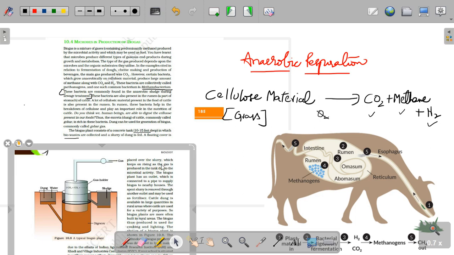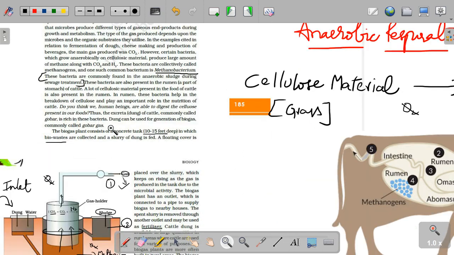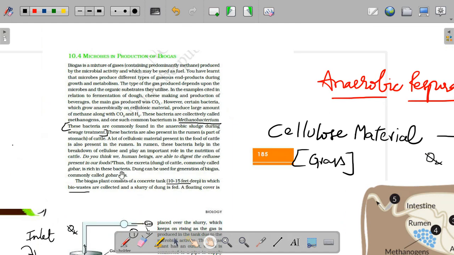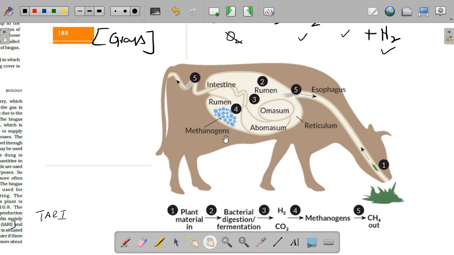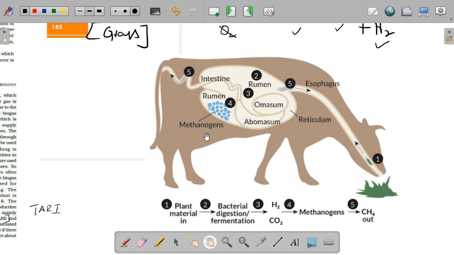Good morning, dear students. In this topic, we're going to learn how microbes are helpful for the production of biogas. This is topic 10.1, 10.4. We have already heard that there are certain bacteria called methanogens present in the body of the ruminants. You see here, this is the basic principle which you need to know before understanding the production of biogas.